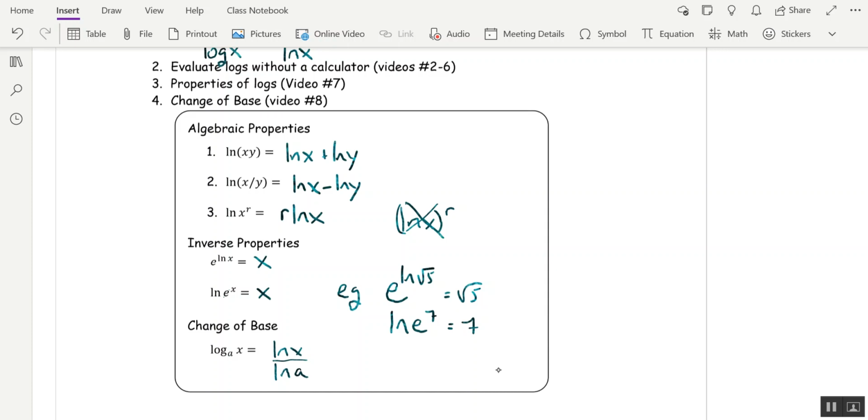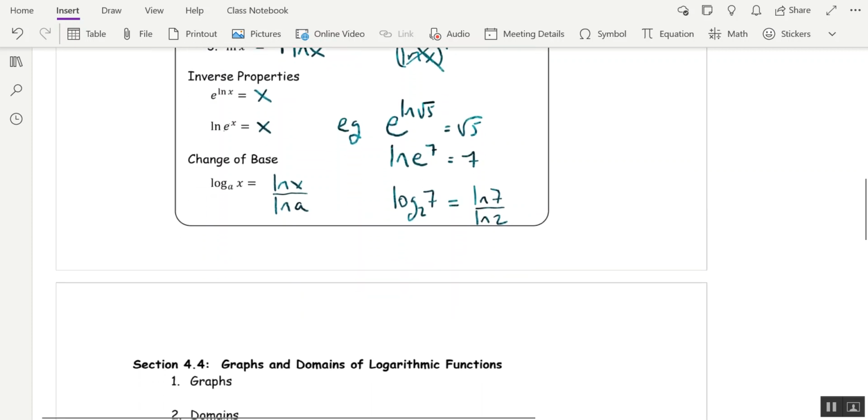Why would you even need that? Suppose you're looking at your calculator right now and you're asked to evaluate log base 2 of 7. Well, on your calculator, you won't see a log base 2 button. You'll see natural log and common log, and that's it. So if you were to want to evaluate this on a calculator, you'd have to switch it over to either natural log or common log. I'd go to natural log. This is ln 7 over ln 2, and then you could punch those into your calculator.